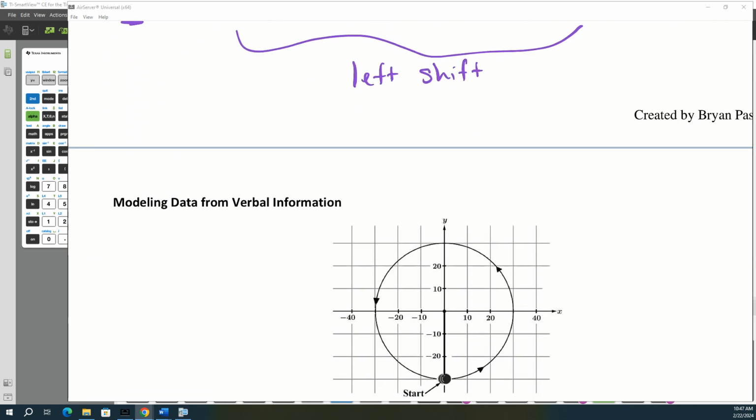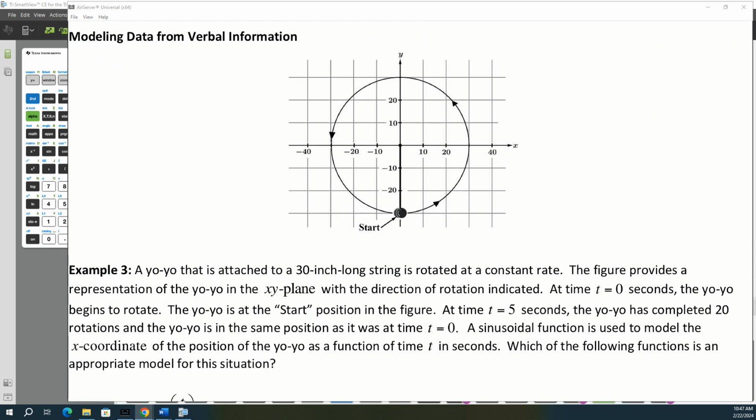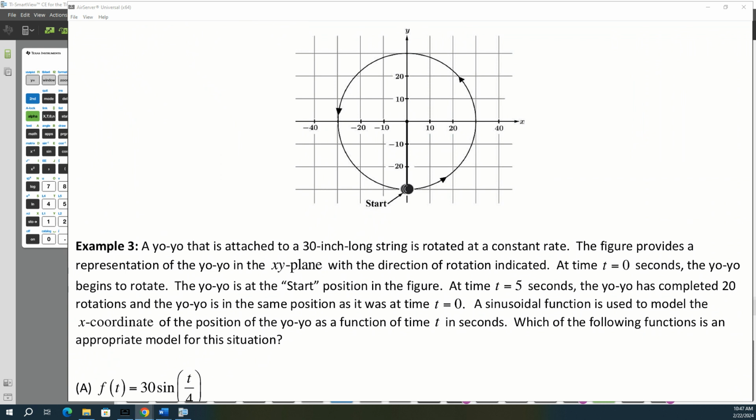Okay, now Brian Passwater really likes these questions. This one is a yo-yo. On the homework, I think it's like a game show spinner or something like that. So I had to read it a few times to understand what he was really talking about. So I'll read it slowly, and you can read along with me. A yo-yo that is attached to a 30-inch long string is rotated at a constant rate. And so here's where the yo-yo starts, rotated around in a circle. Everywhere on this circle is 30 units away from 0 because that's the length of the string.